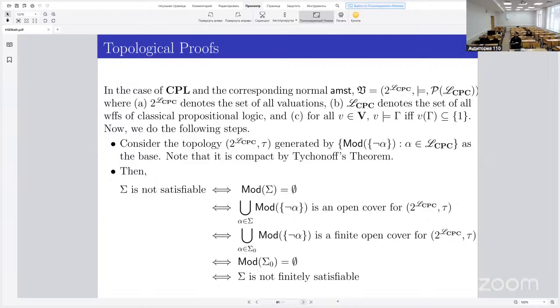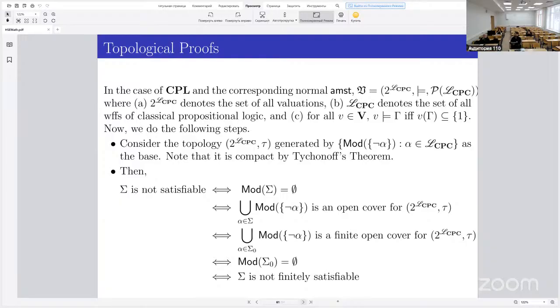Now we do the following steps. You consider the topology generated by the models of negation alpha as the base. It is compact by Tychonoff's theorem. I have just written it, but there is a slight non-triviality. You need to map it homeomorphically to some set, and then you get the compactness theorem.